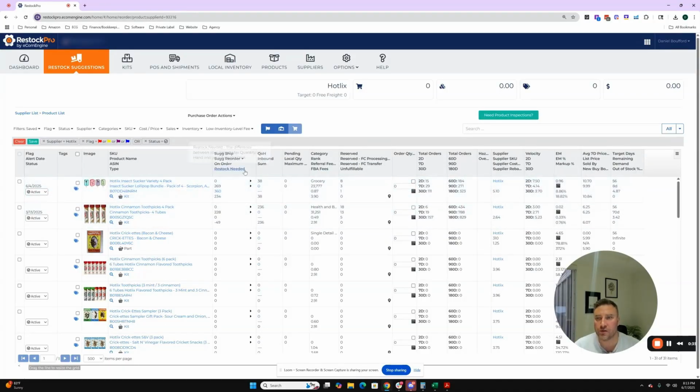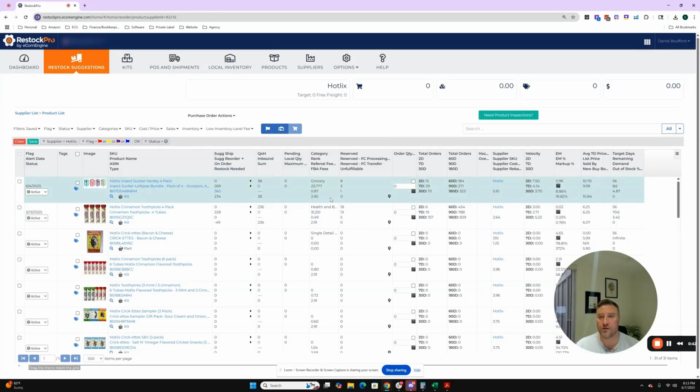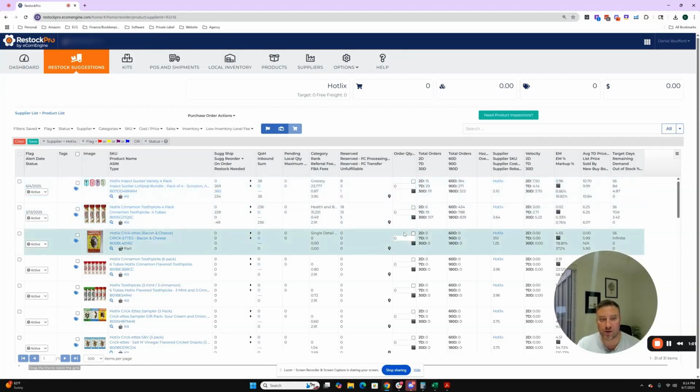So this software is called Restock Pro, and basically all of your Amazon listings, you assign them to suppliers. So this supplier is called Hotlicks. So you would go through it, it imports all of your Amazon inventory, and then you basically categorize it per supplier. So when you go in to do an order with a supplier, all of the products associated with that supplier show up here. And you can filter those products any which way you want.